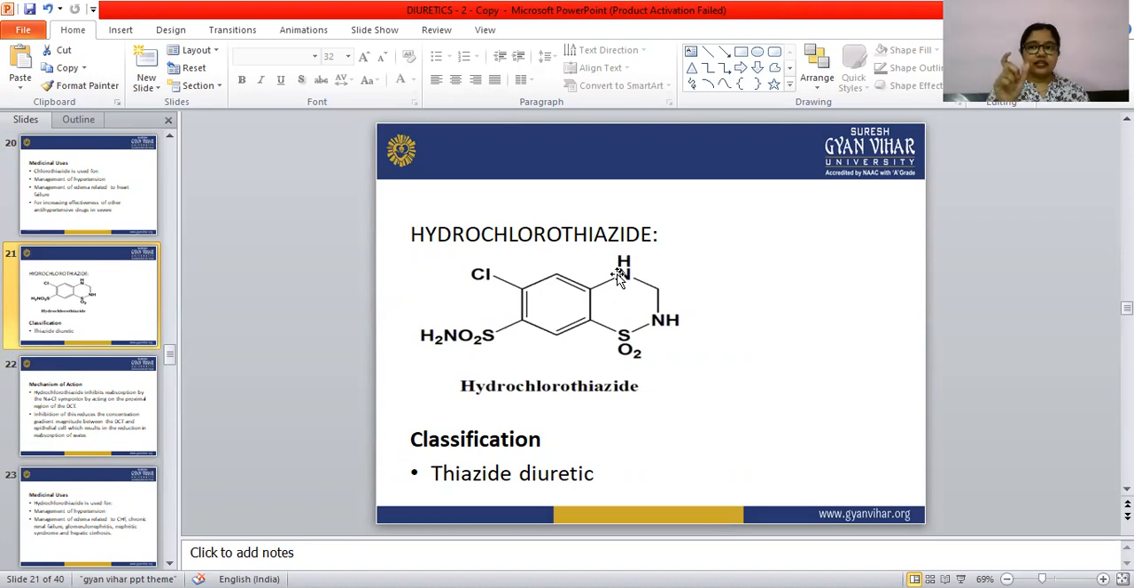So the SAR says loss of the double bond increases the potency of the drug 4 to 10 folds more. The sulfonamide group is a must in hydrochlorothiazide. At the 6th position there should be a chloride group, the 4th, 5th, and 8th positions should be unsubstituted, and at the 7th position there should be a sulfonamide group. So this is the SAR of the drug.